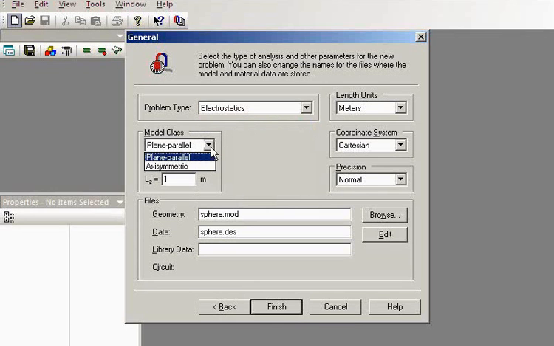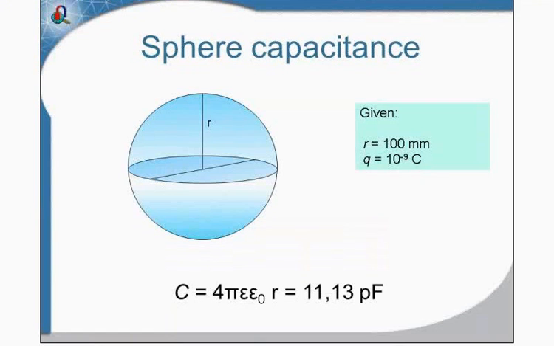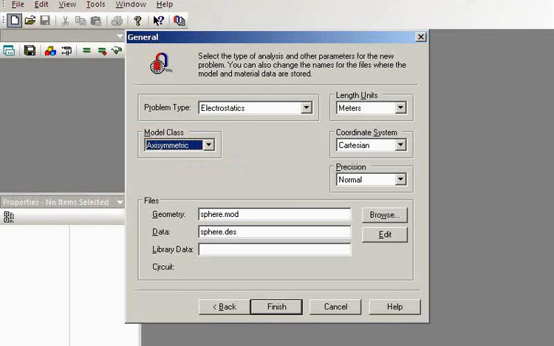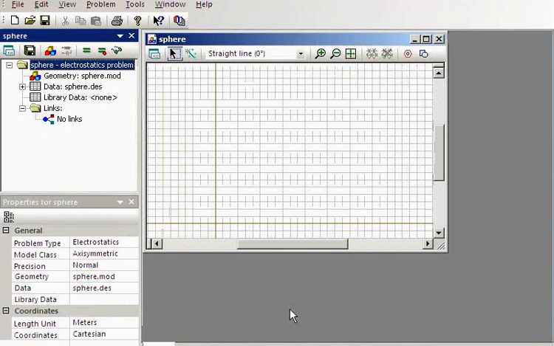The model class is axisymmetric. This means that there is an axis of rotation, horizontal axis of rotation, and in my model I will draw only the upper half of the sphere. Now this is the empty model, and I have to draw my sphere here.